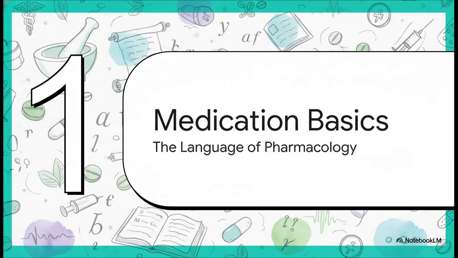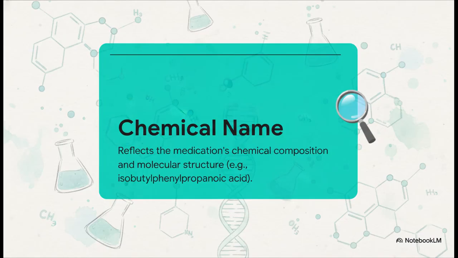First things first, we have to speak the language. You can't be safe if you're not fluent in the language of medications. And that all starts with how they get their names. So every drug starts out with a chemical name. You can think of this as its super-specific scientific blueprint. Now, are you ever going to use a name like isobutyl phenylpropanoic acid in practice? Probably not. But it's good to know that this is where the drug's identity begins.